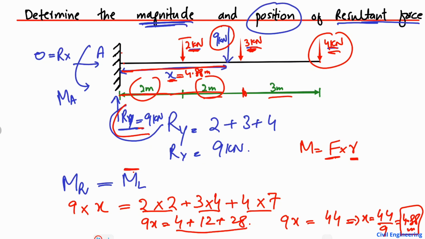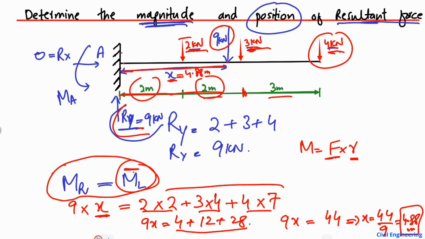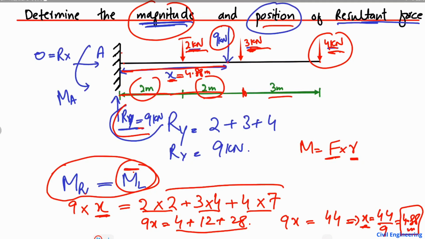So this is a very simple and easy way. You just have to use the equilibrium equation of the moment due to the support reaction and the point where it is acting, so it is x, and the moment due to the applied loads, which is known to us, 2 kilonewton, 3 kilonewton, and 4 kilonewton. So we find out in this way. So simply you will find out the x at the end, which was 4.88 meter in our case. So hope you guys understand how to determine the magnitude and the position of the resultant force.